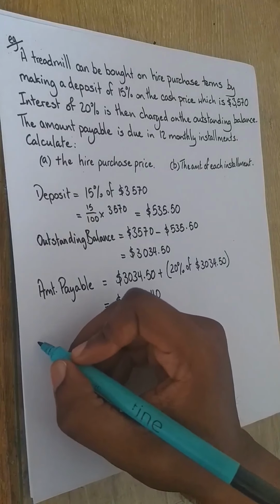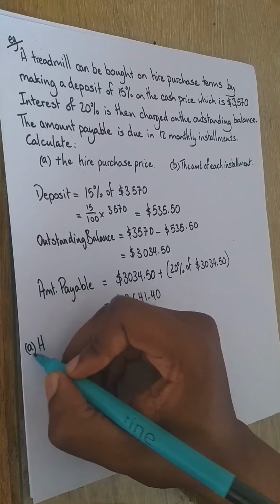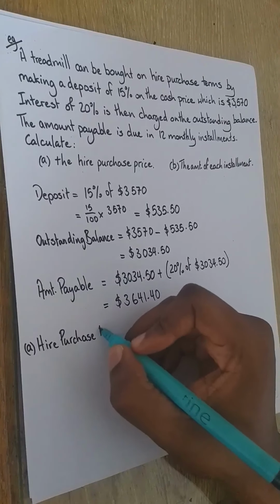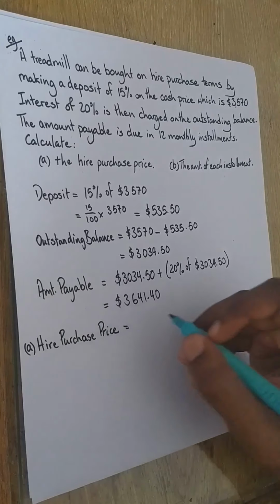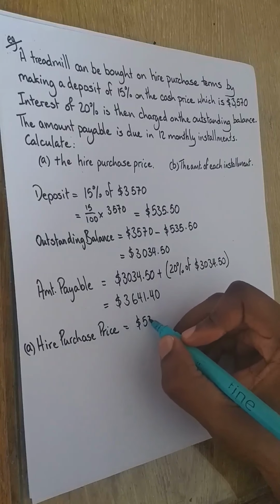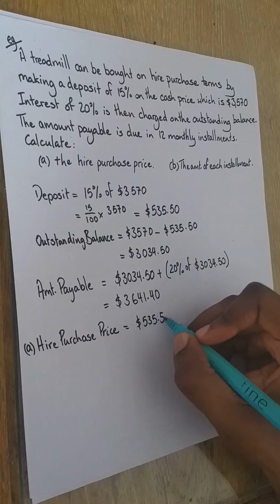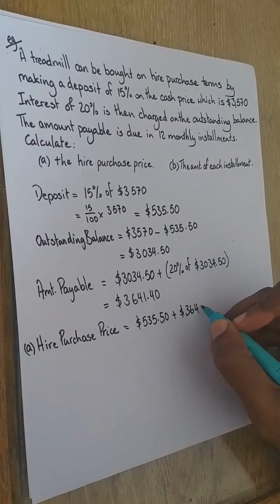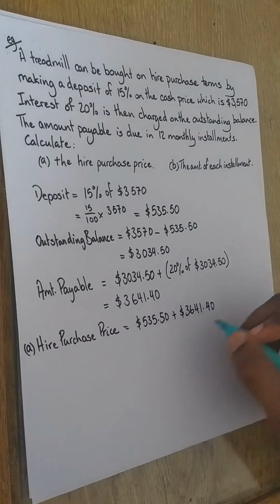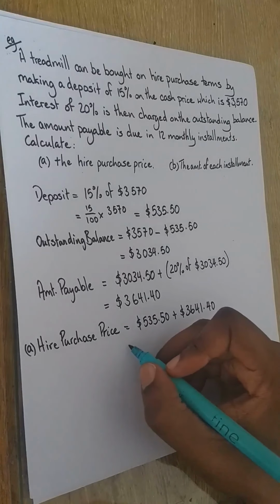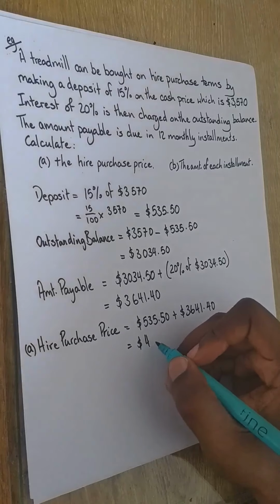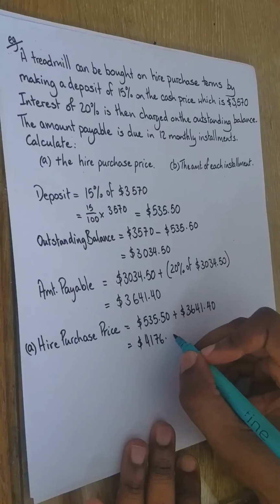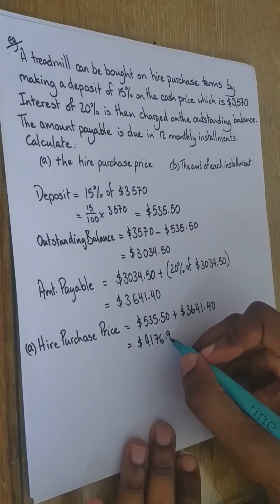But the question asks us for the hire purchase price, which is all the money that you will pay. So for part A, our hire purchase price is the deposit that we've already paid plus the total that remains to be paid, the amount payable, which, as we know, will be paid in 12 monthly installments. Add it all together, we get $4,176.90.